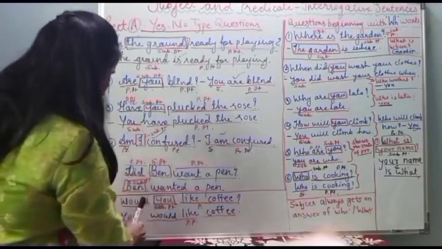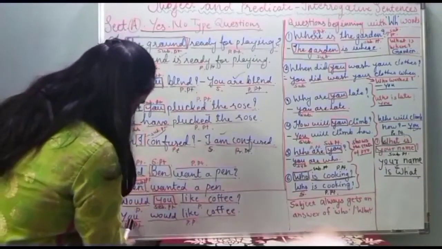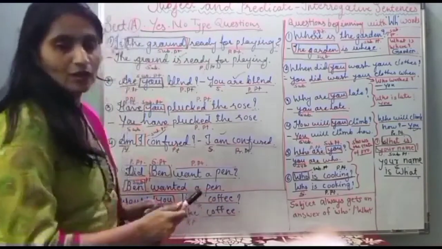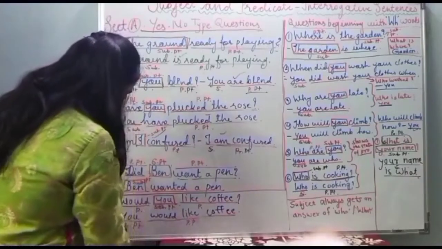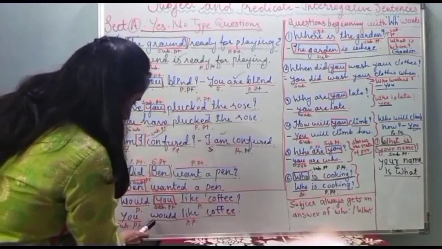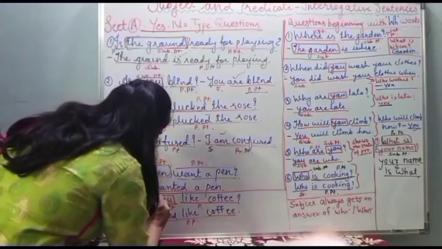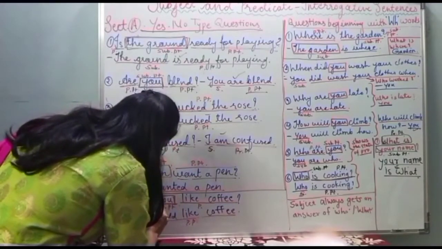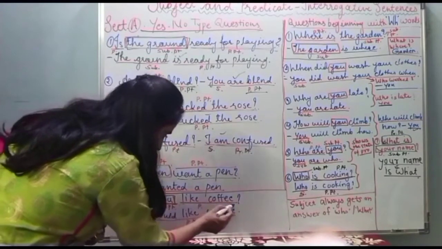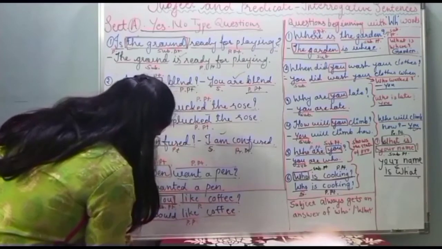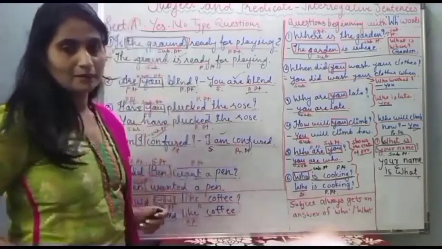The next question is, would you like coffee? The statement is, you would like coffee. What should be the subject here? Of course, you. And so, you is the subject part and would like coffee is the predicate part. Here, I have written you as the subject part and would like coffee as the predicate part.